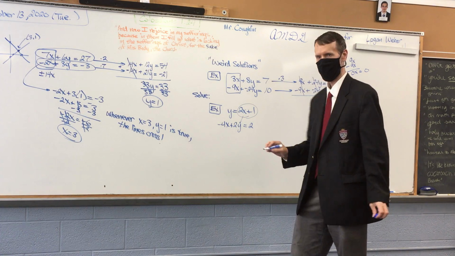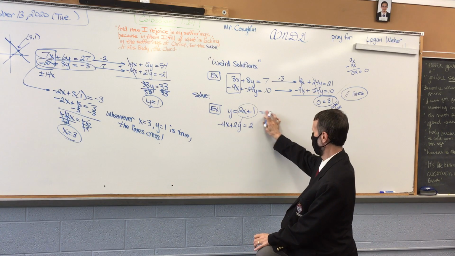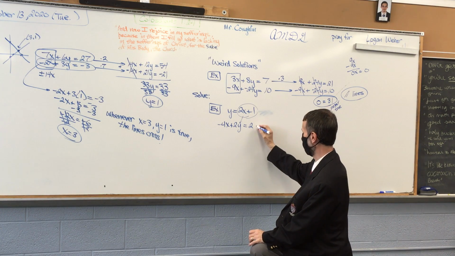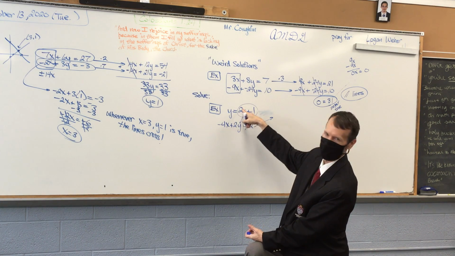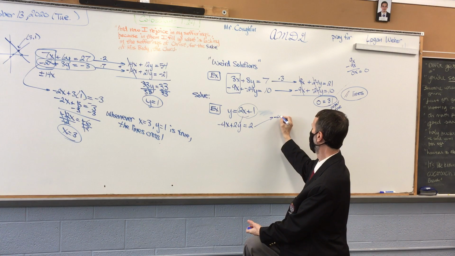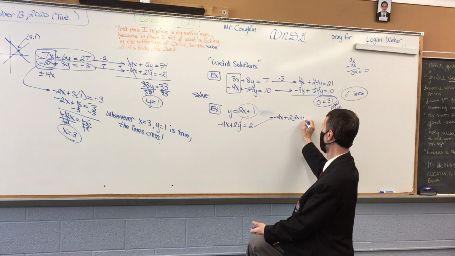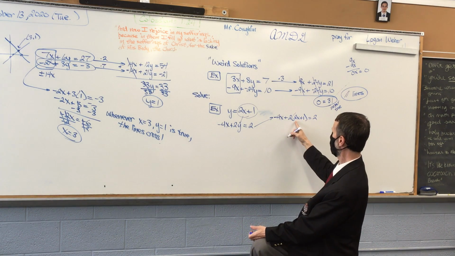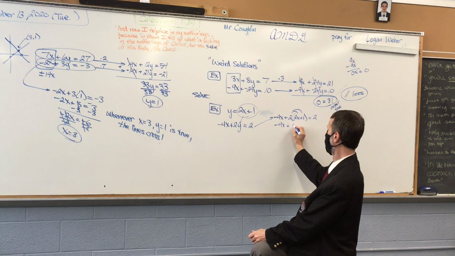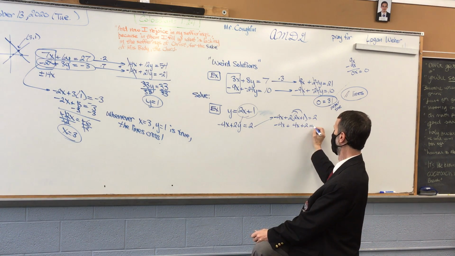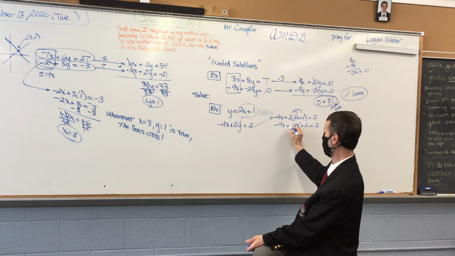Try it, somebody. Back up. Rewrite this, but plug in for y. Negative 4x plus 2 times parentheses 2x plus 1 equals 2. Go ahead and simplify this for me. So it'd be negative 4x plus 4x plus 2 equals 2. Does anything simplify? Negative 4x and 4x cancel. What's left? 2 equals 2.